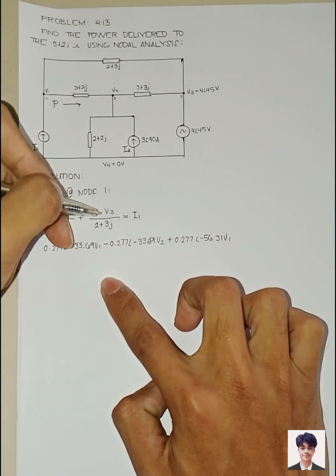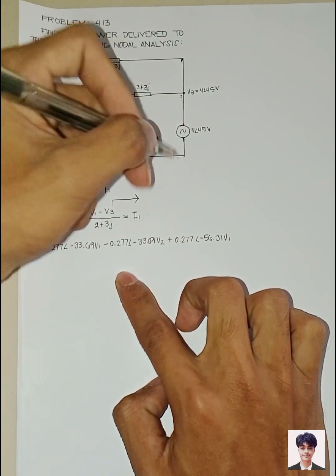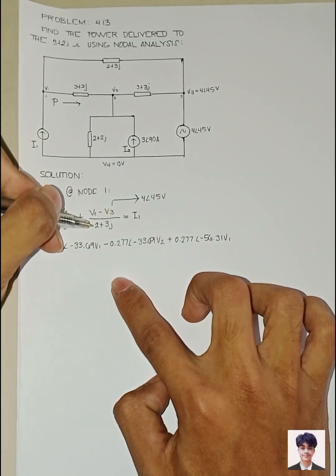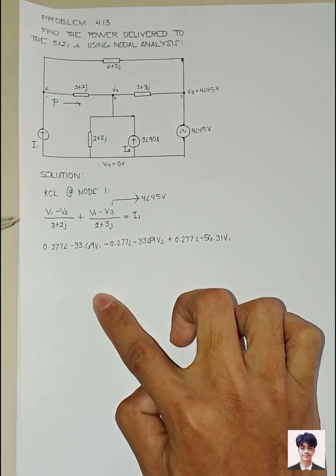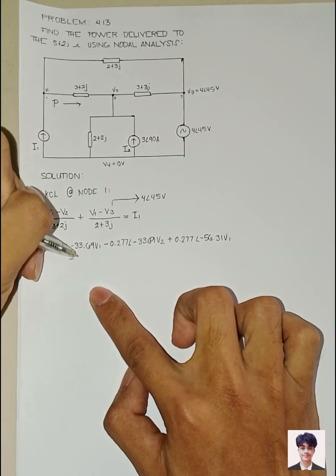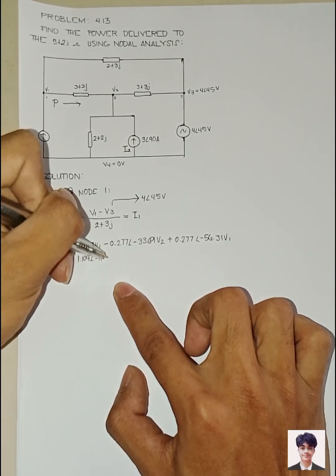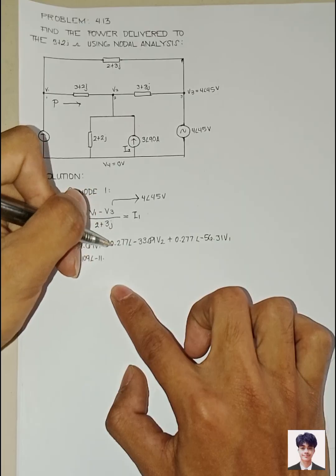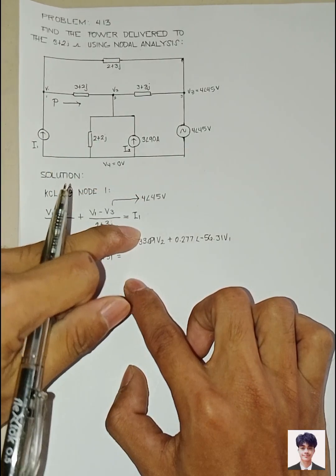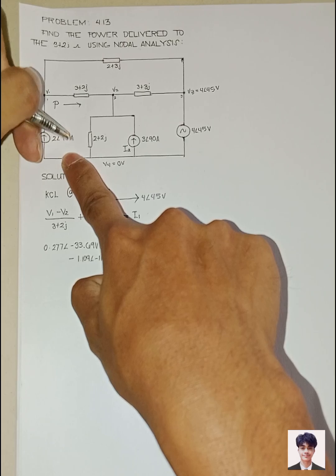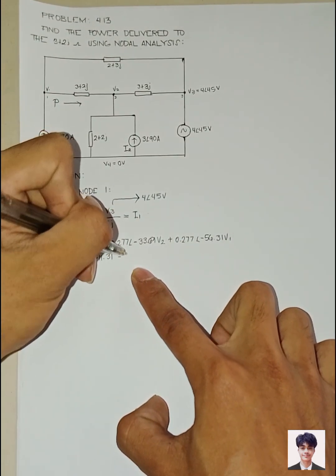Next, we are going to substitute the value for V3, which is 4 angle 45 volts. We are going to divide it by the impedance 2 plus 3J, which equals negative 1.109 angle of negative 11.31. And the value for I1, I forgot to write, is supposed to be 2 angle 90 amperes. So the value of I1 is 2 angle 90.